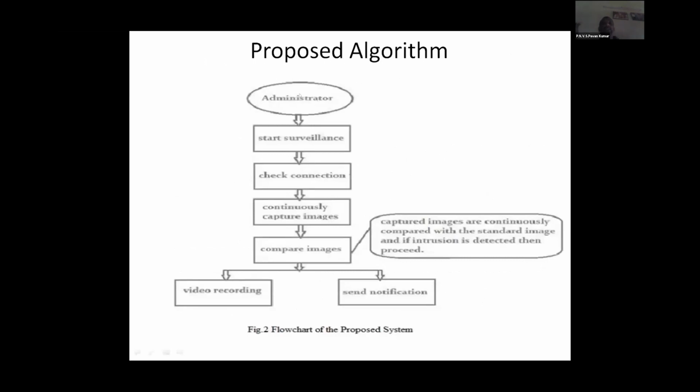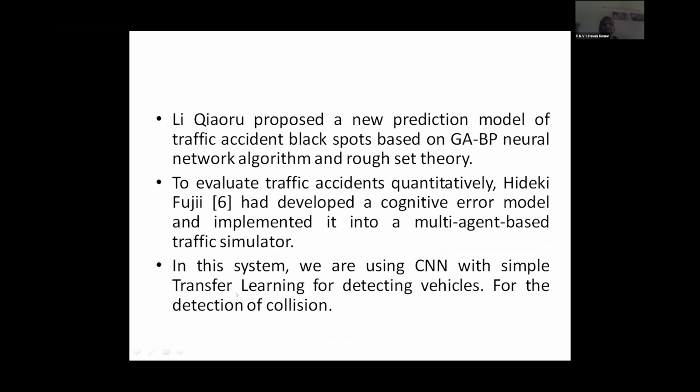So here the proposed algorithm is: the administrator starts surveillance, checks the connection, continuously captures images, and compares these images. The captured images are continuously compared to the standard image, and if an intrusion is detected, then a notification is sent, and the videos are frequently recorded. So that is it.